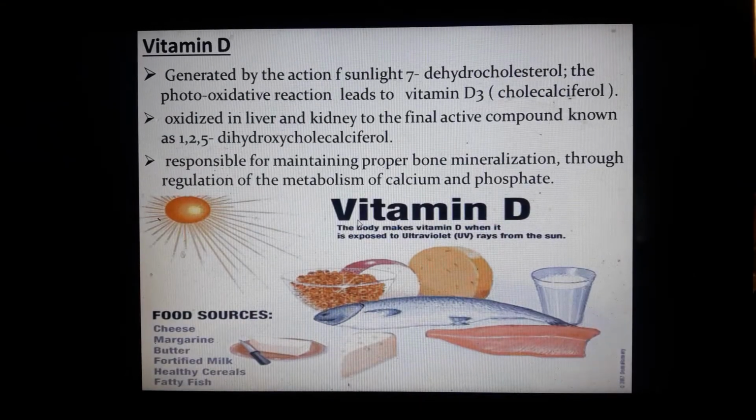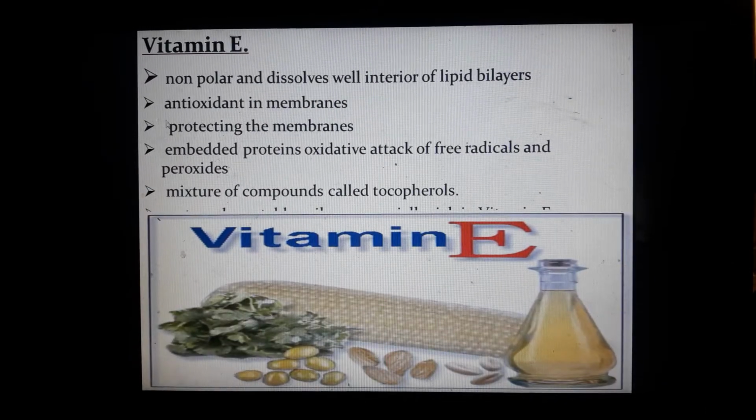The body makes vitamin D when it is exposed to the ultraviolet rays of the sun. So dapat sa food source natin yung margarine, fortified milk, fatty fish, okay, yung mga shark oil, may vitamin D yan. So vitamin E, we have non-polar.